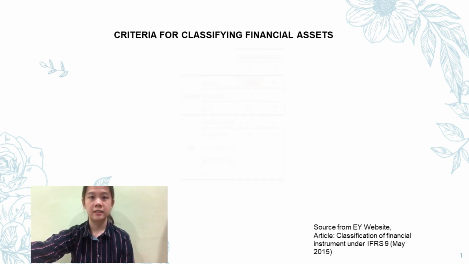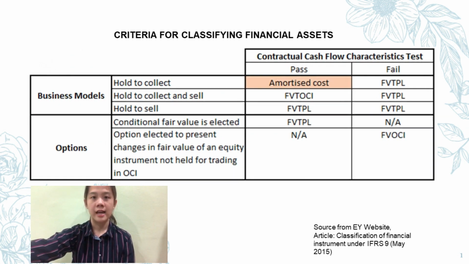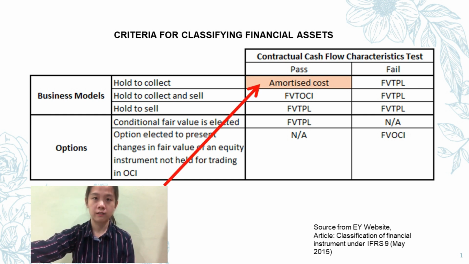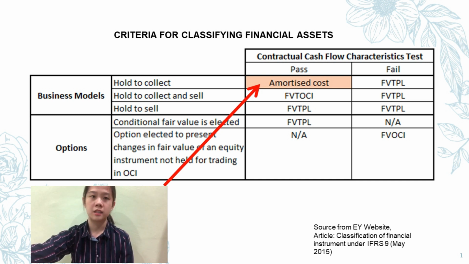So there are three classifications of financial assets, as mentioned by Ms. Idayu. Based on two criteria, MFRS 9 classifies financial assets as amortized cost when the entity holds the financial assets in order to collect the contractual cash flows and it passes the contractual cash flow characteristics test.